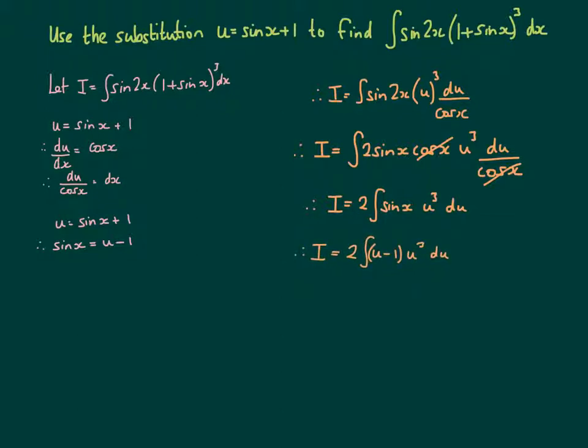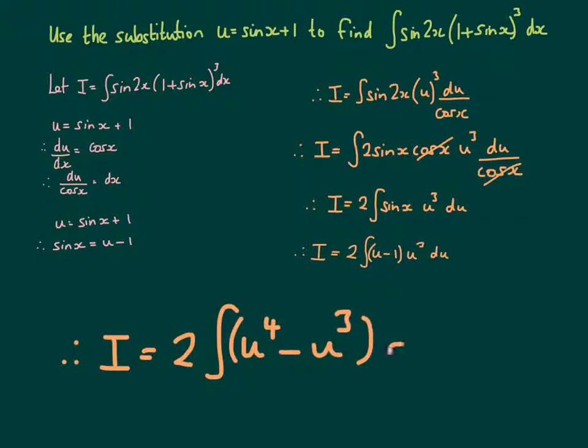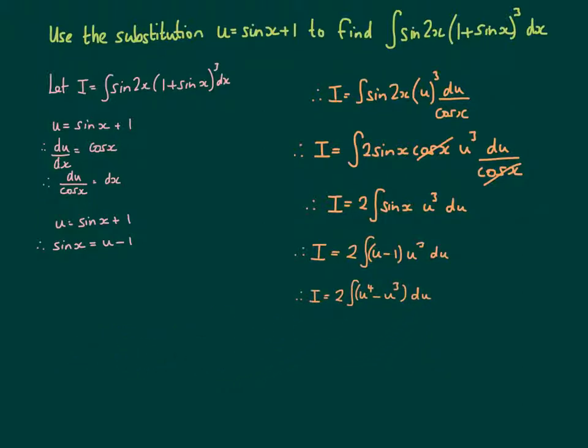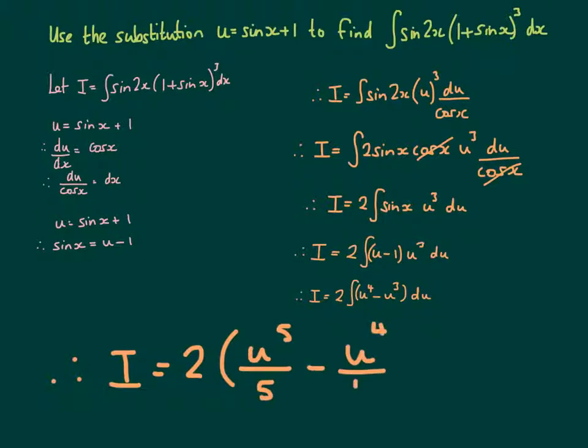So if we multiply that out, we've now turned that into really basic integration to get our answer. So that's going to be 2 times the integral of u to the power 4 minus u to the power 3 with respect to u. So that's the kind of integral you did when you first started learning about integration, look. Okay? So it couldn't be simpler. So that's going to give me 2 brackets u to the power 5 divided by 5, subtract u to the power 4 divided by 4.